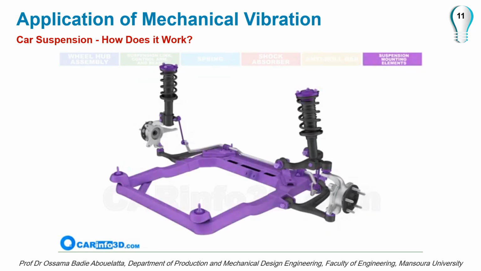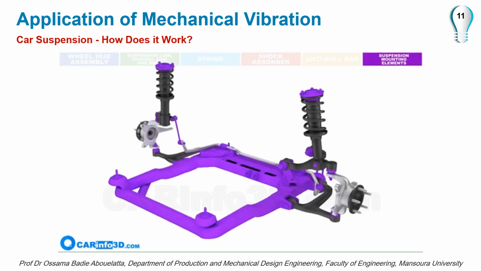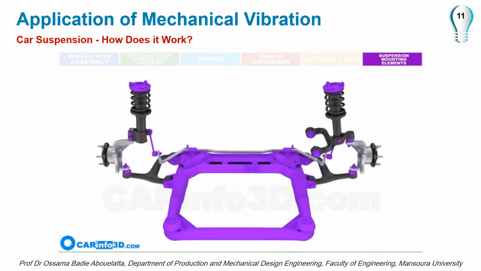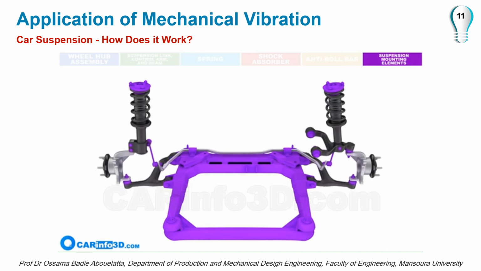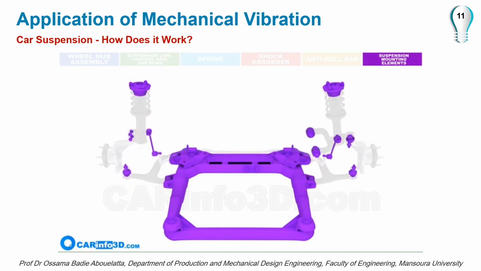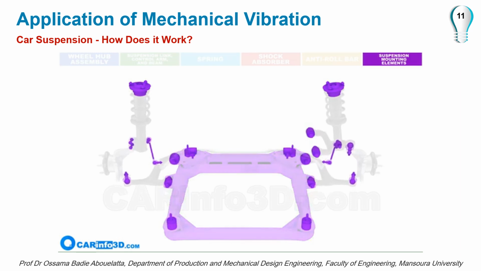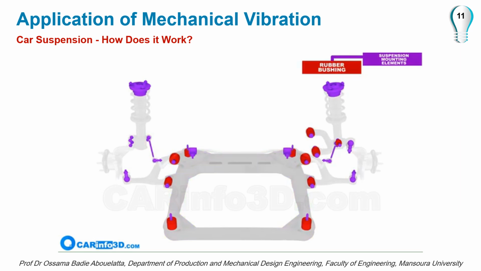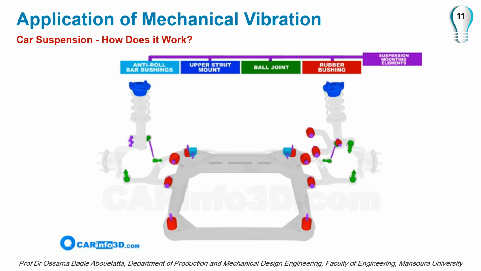Suspension mounting elements. The suspension mounting elements connect all suspension components to each other, the body or frame. Since many parts of the suspension move relative to each other, most of them employ flexible joints. These comprise rubber bushings, ball joints, upper strut mounts, and anti-roll bar bushings. The subframe is used as an intermediate fixture element.